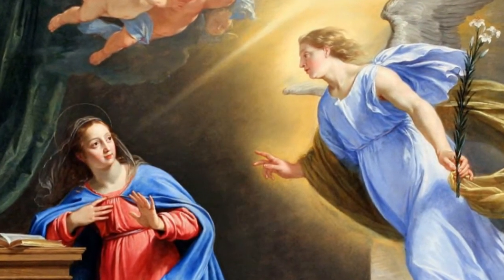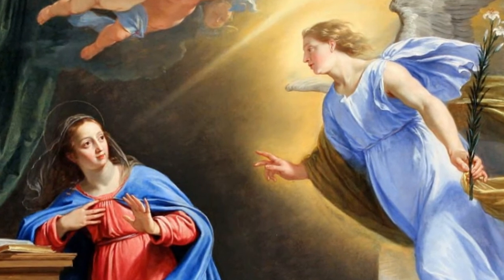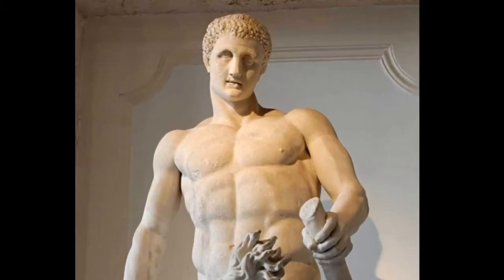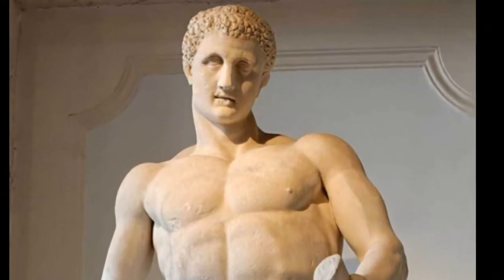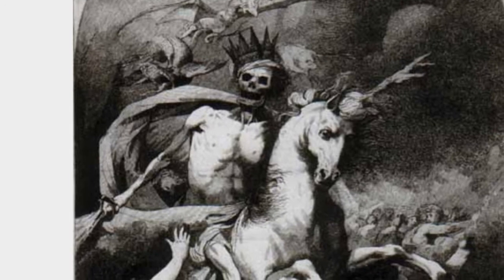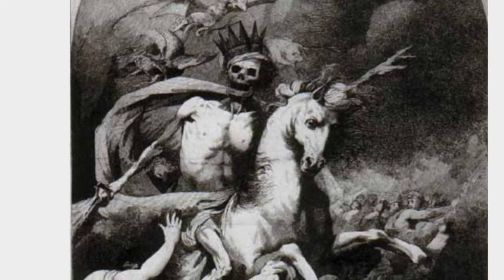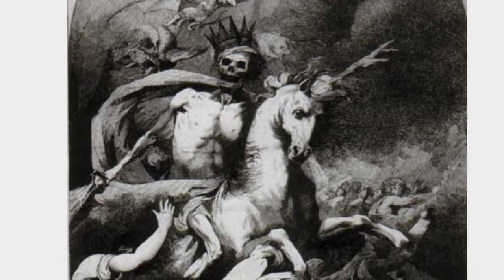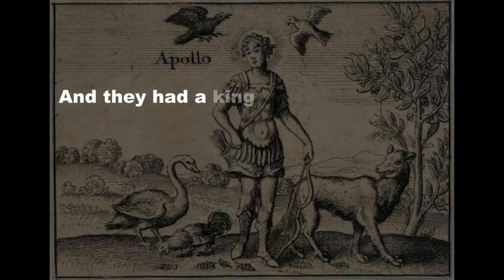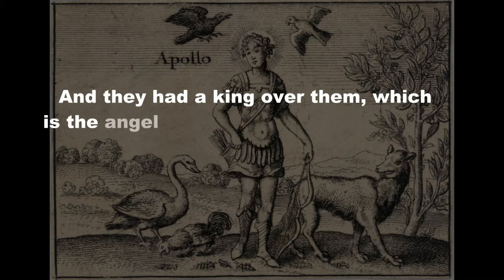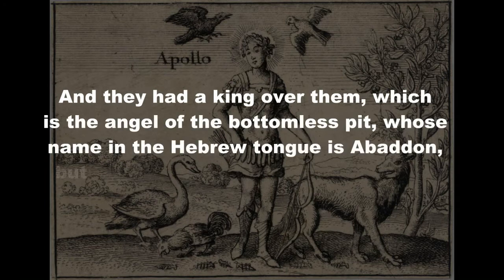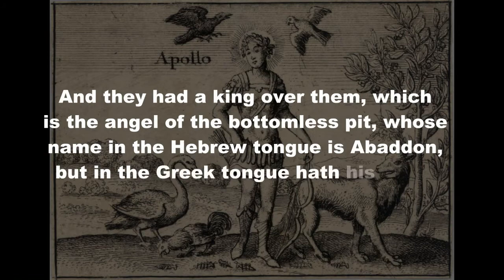The Bible has always been thought of as distant from Greek and Egyptian mythologies. Themes involving angels and demons, heaven and hell, God and Satan have never been merged with the gods and titans of ancient Greece. But listen to this Bible verse. Here's Revelation chapter 9, verse 11. And they had a king over them, which is the angel of the bottomless pit, whose name in the Hebrew tongue is Abaddon, but in the Greek tongue hath his name Apollyon.